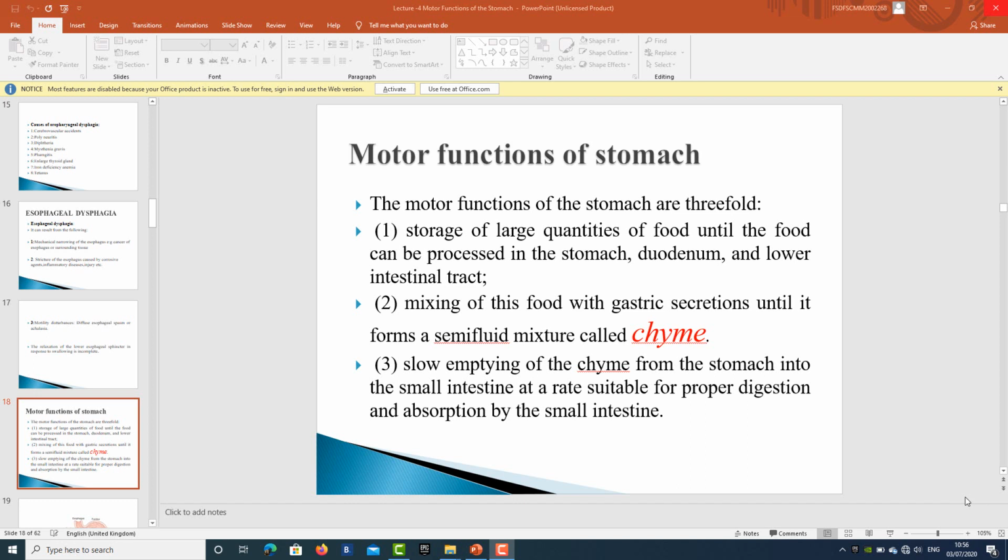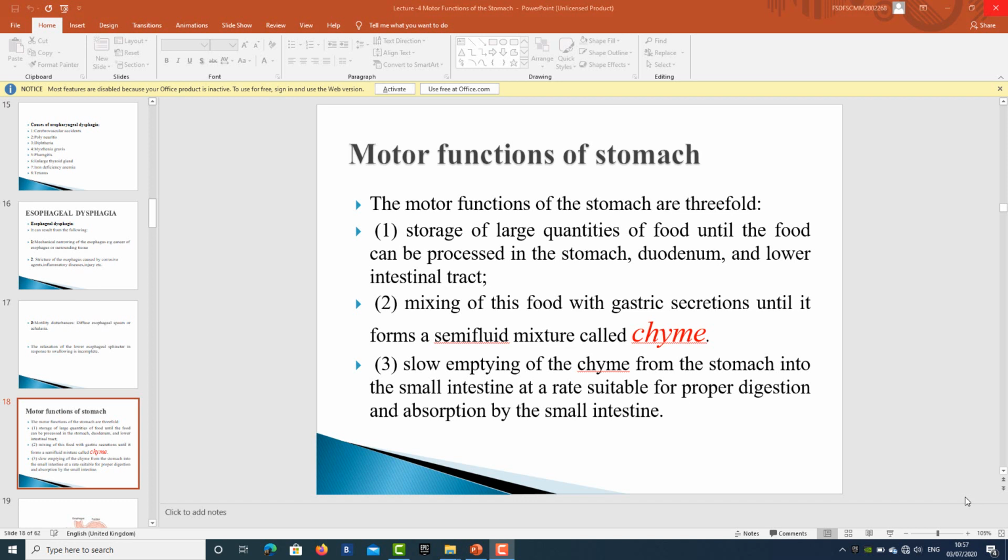Now the motor functions of the stomach are threefold. As it is quite large in size, the foremost duty is the storage of a large amount of food until the food can be processed inside the stomach, duodenum and lower intestinal tract. Number two is the mixing of food with gastric secretions until it forms a semi-fluid mixture known as chyme.